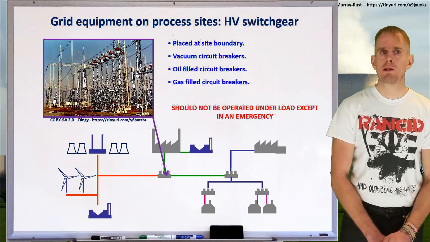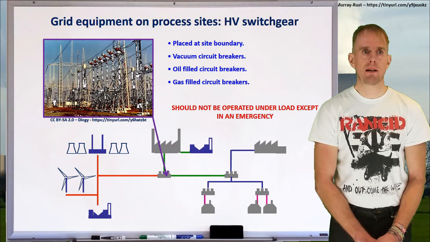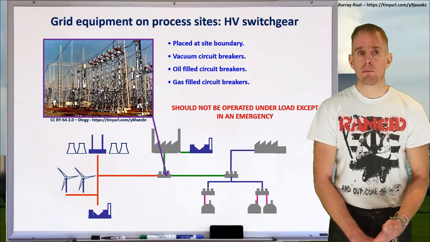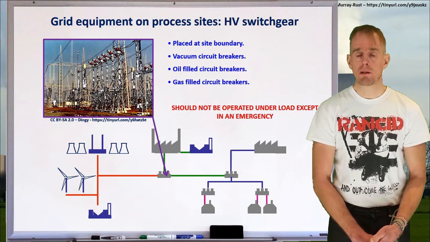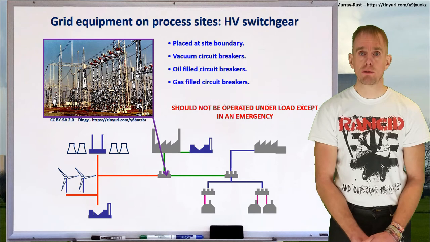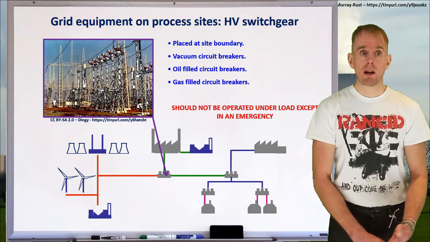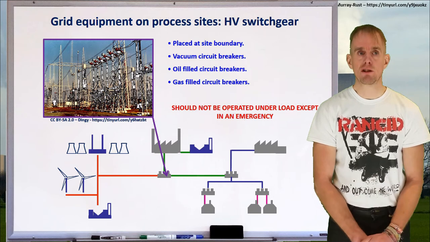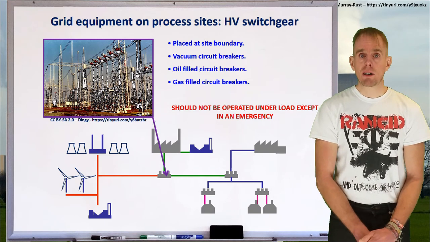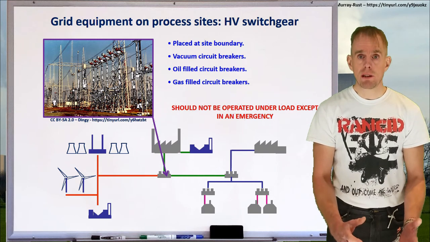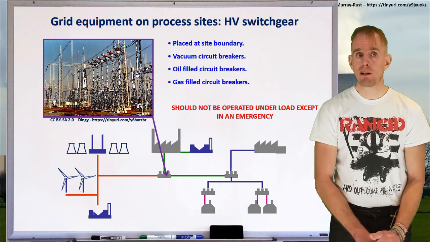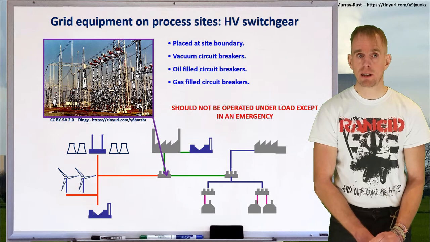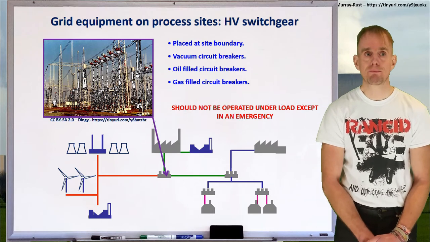So also on substations you'll find high voltage switchgear. These consist of basically circuit breakers, but you're dealing with circuit breakers that have to switch about 275,000 volts or 400,000 volts. And so these should never be operated under load except in emergency. To prevent arcing and degradation of the switch contacts, you're looking at either vacuum-filled circuit breakers or oil-filled circuit breakers or gas-filled circuit breakers, and the gas tends to be sulfur hexafluoride.